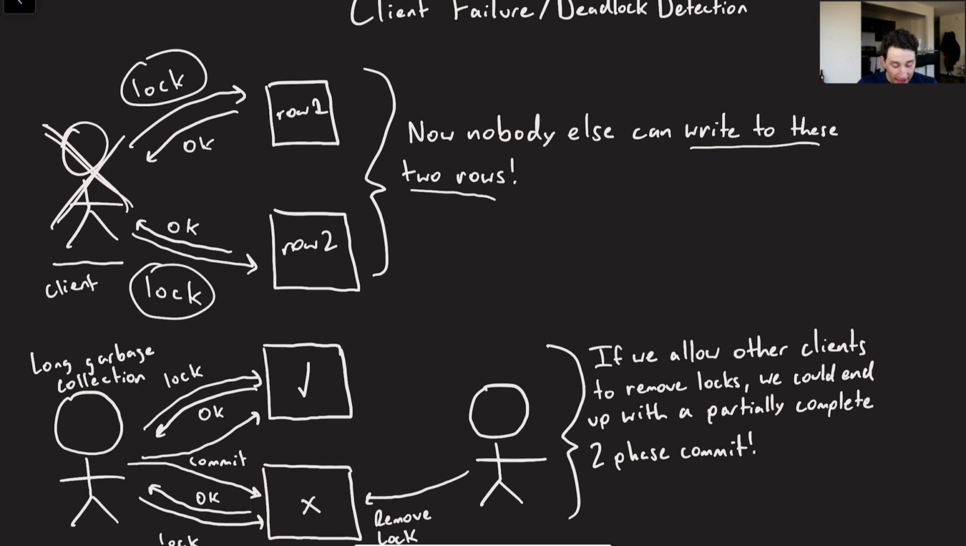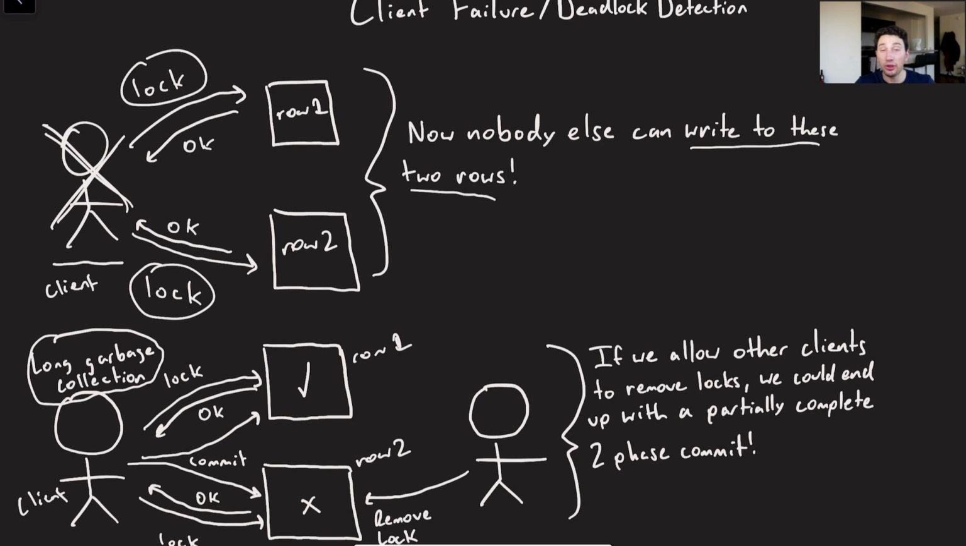So how do these actually get cleaned up? Well, it's not so simple, right? So let's imagine the following scenario. Same idea, we have a client, and it's writing to 2 places, row 1, row 2. So first we start by grabbing the locks. Then, right after we grab those locks, before we do anything else, we have a long garbage collection.